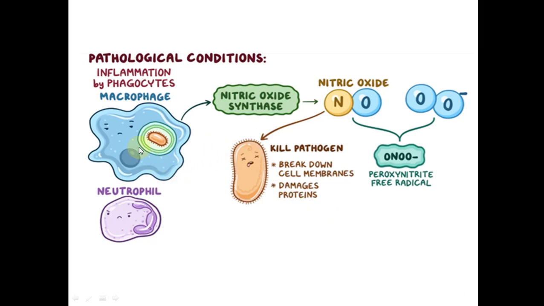Another mechanism used by the phagocytes to kill microorganisms is the enzyme nitric oxide synthase. The enzyme nitric oxide synthase causes the formation of nitric oxide. Nitric oxide itself is a strong free radical. However, when it combines with the superoxides, it gives rise to the formation of peroxynitrate, which is also a free radical. By using these free radicals, the phagocytes can kill the pathogens by breaking down their cell membranes and damaging their proteins.